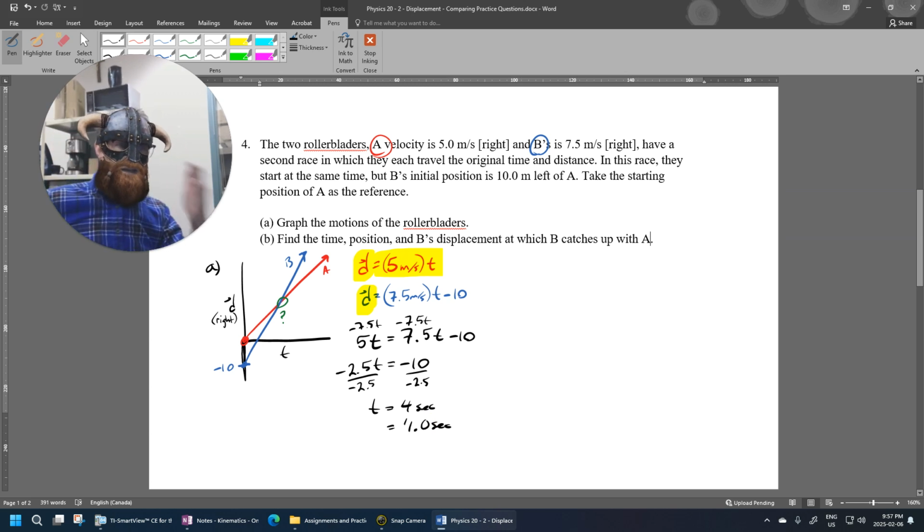Okay, so now once we have our time, we want to find our position, the position in which they collide.